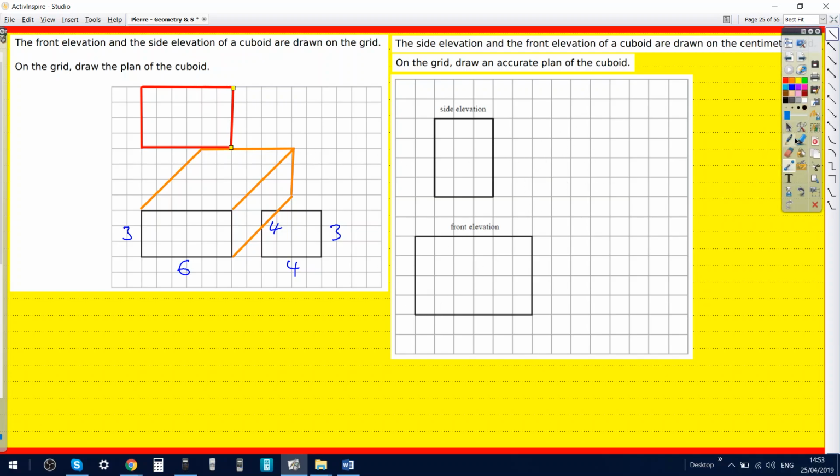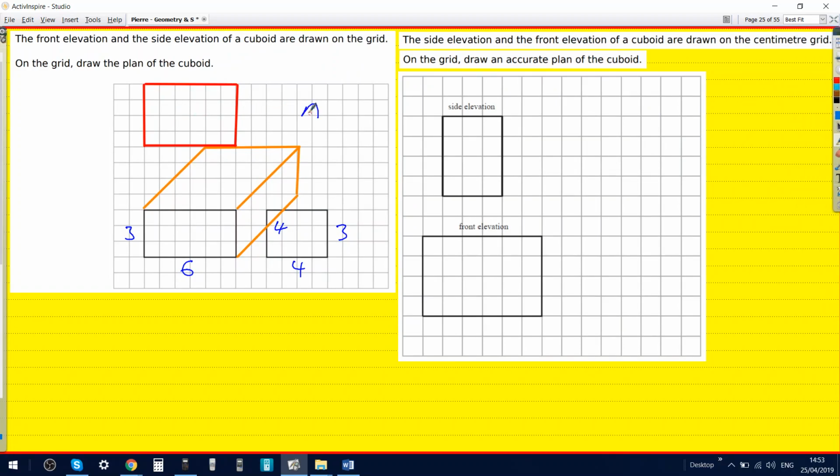Okay, how about the one on the right? Draw an accurate plan of the cuboid. So a plan is basically like looking down, like the roof. Right, the roof. Okay. So the front is 4 up. So it's 4 by 6.